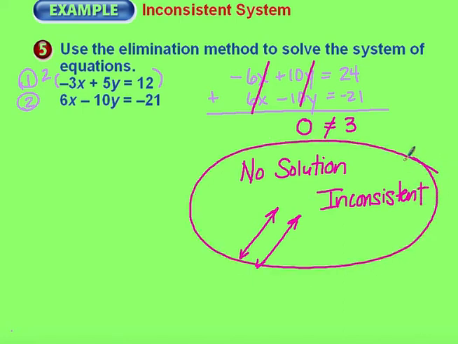Now just to warn you a little bit, if this had ended up being 24 and I ended up getting 0, what that would have meant was that these two equations were actually the same equation, which meant that they were the same line. And that would have changed my answer from no solution to infinite number of solutions. All right, so you might see that in your problem set tonight.